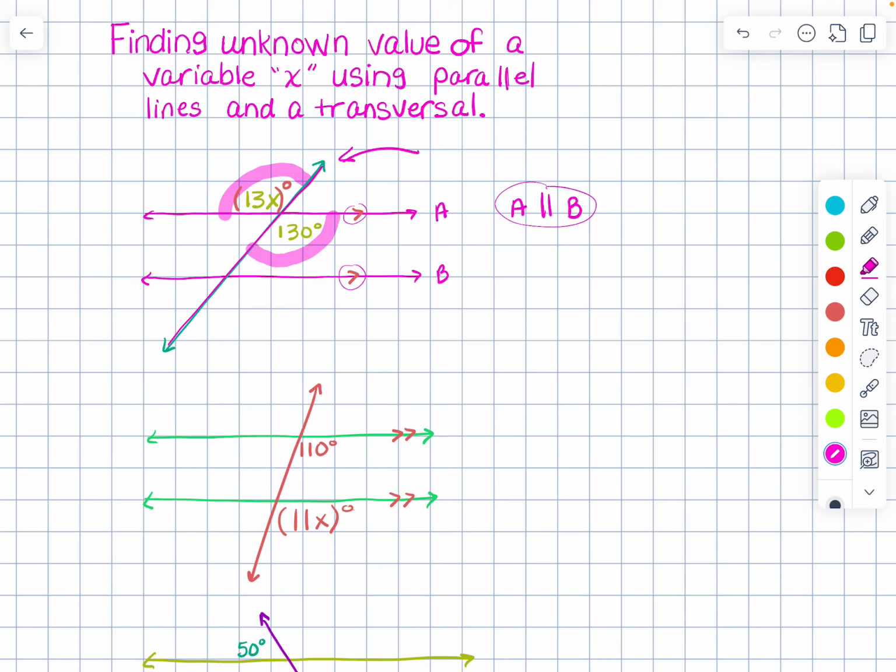Okay, so because of that, we can solve this problem by setting 13x equal to 130 and therefore be able to solve for x. So in order to do that, we want x by itself, so we need to divide both sides of this equation by 13. 13 goes into 13 one time, so we're left with 1x here, and 13 goes into 130 10 times, so this is our answer. So our x is equal to 10 for this problem right there.